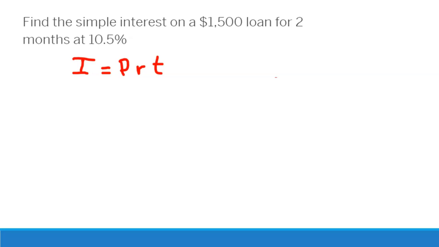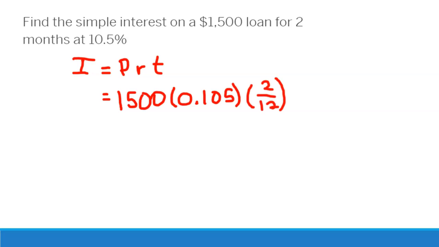We'll use a simple interest formula to find the answer. The principal is $1,500. The interest rate, written as a decimal, is 0.105, and the time is 2/12 because 2 months is 2/12 of a year. When we multiply and round to the nearest cent, we get $26.25.